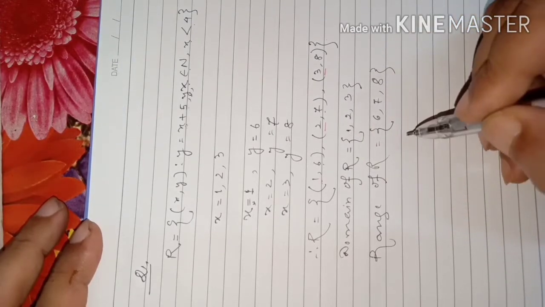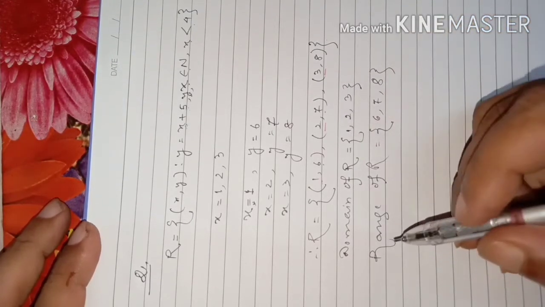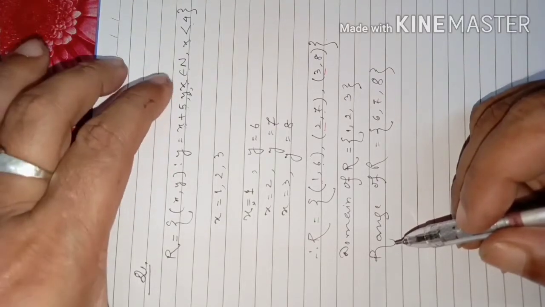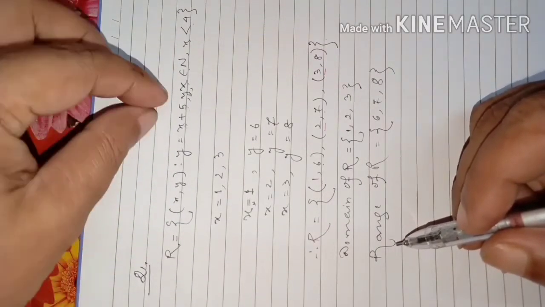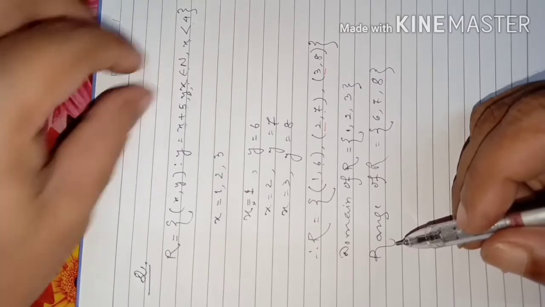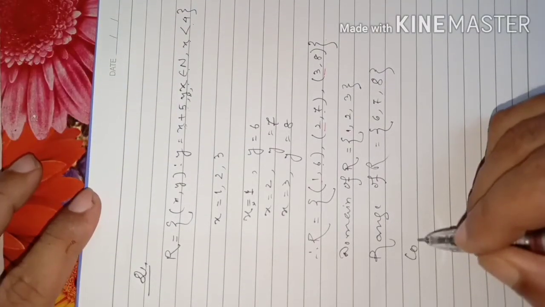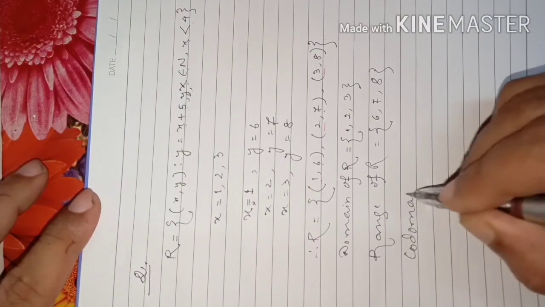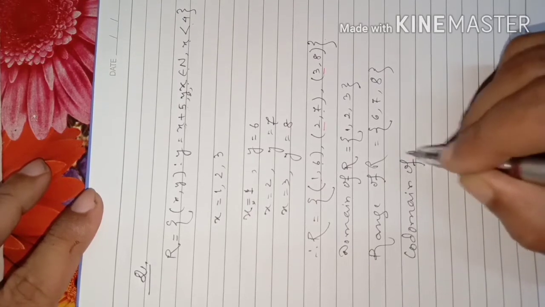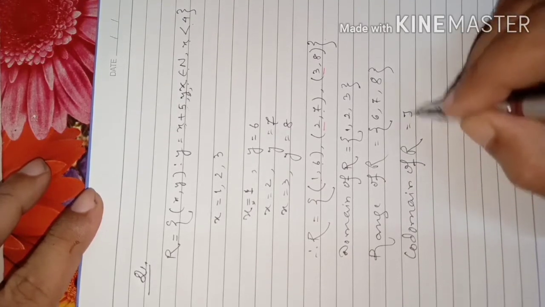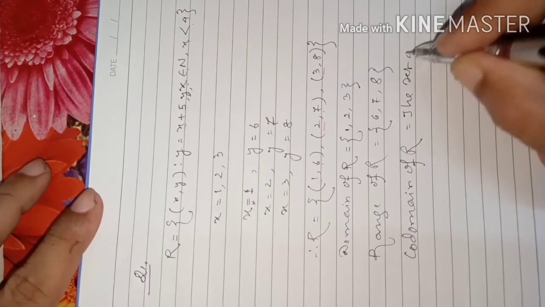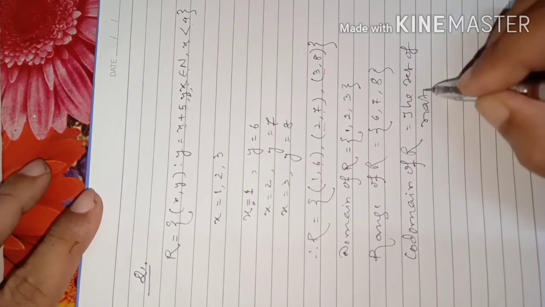Now if you are asked codomain also, you can say codomain will be the set of natural numbers, because all these x, y will be from natural numbers only. So the codomain is the whole set of natural numbers. It is not asked, but I am saying codomain of R is the set of natural numbers.